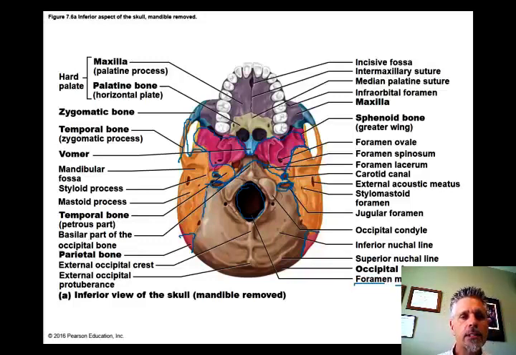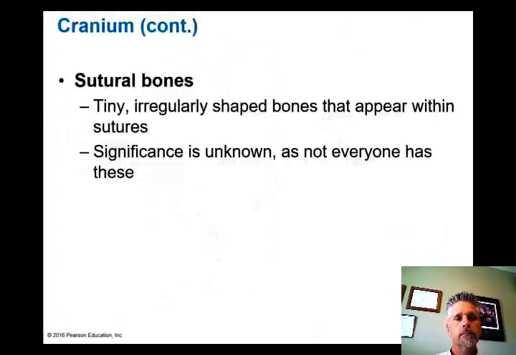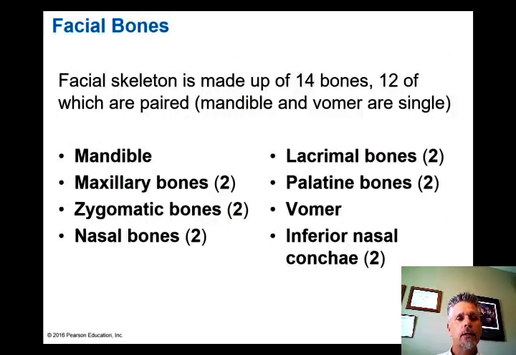A few other things that we can see in the inferior view right here. We can see, in addition, some of our bones that are on the anterior side. So these are going to be part of the facial bones that we see up there. Okay, so facial bones: 14 bones, 12 of which are paired.